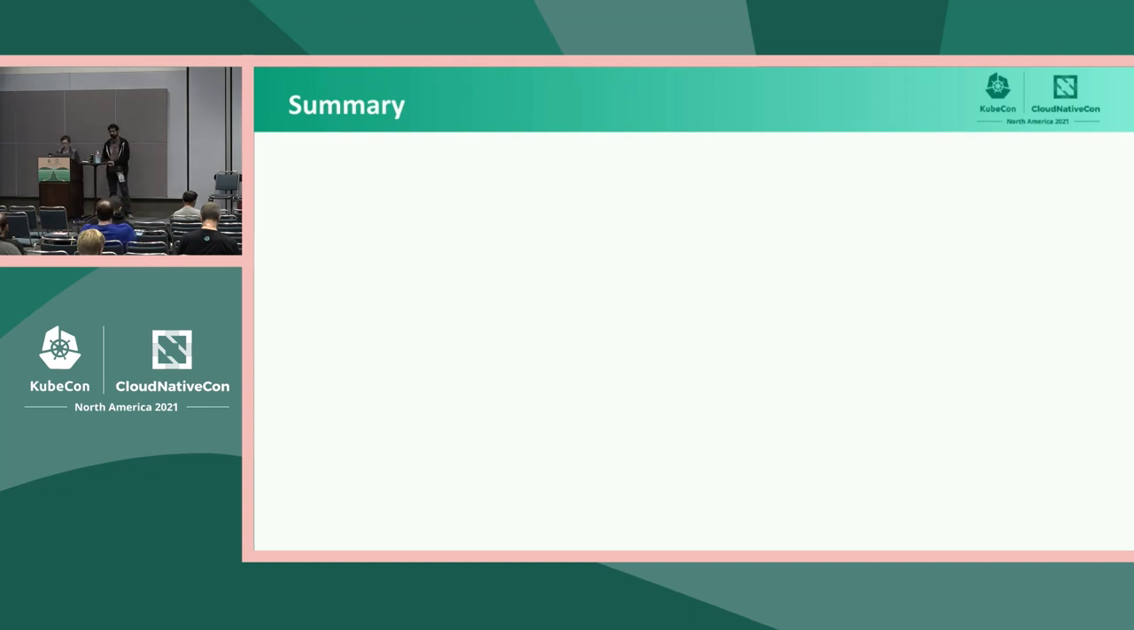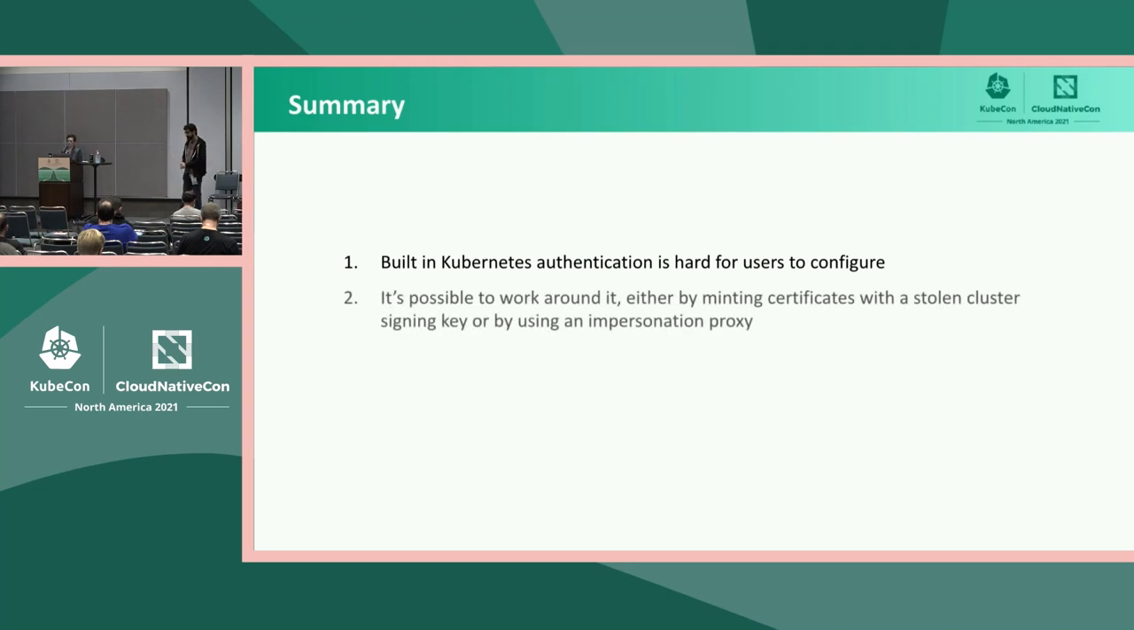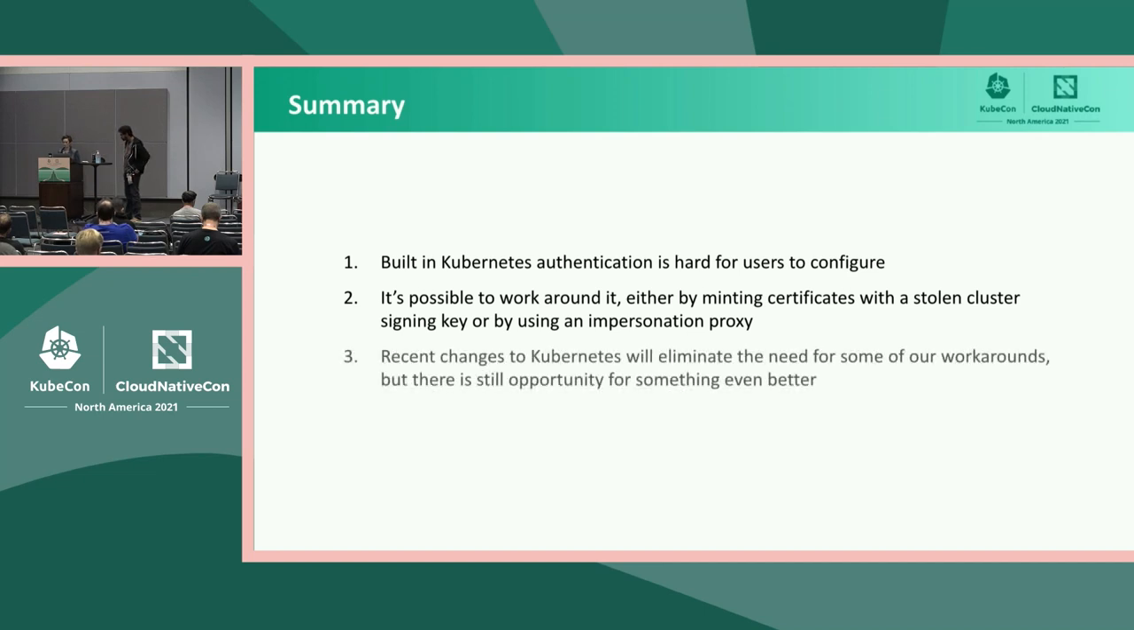So to summarize, built-in Kubernetes auth is super flexible, but it's hard to configure, and it's mostly not possible to configure it at runtime. We built some cool workarounds to get around the pain points we saw by acquiring the cluster signing key pair from the control plane so we could mint short-lived certificates with it, and by writing an impersonation proxy. And we're still working towards making our workarounds unnecessary. We believe that auth shouldn't be considered part of your infrastructure config under the control of the cluster operator. It should be standard Kubernetes configuration under the control of the cluster admin.